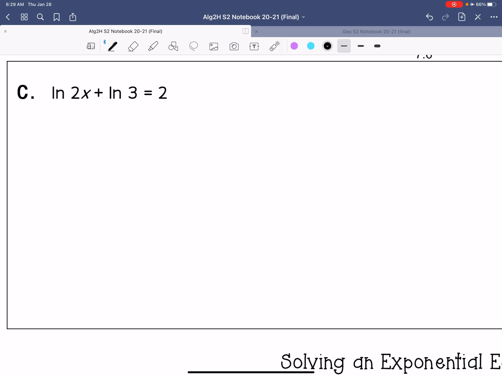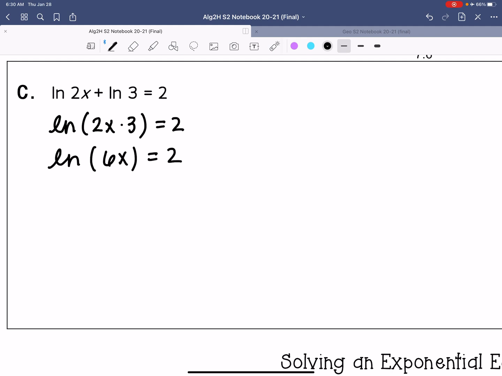All right, so for this guy, we need just one natural log. So we're going to condense. So we have natural log of 2x times 3 will equal 2. So we have natural log of 6x equals 2. Isolate the natural log that has our x.